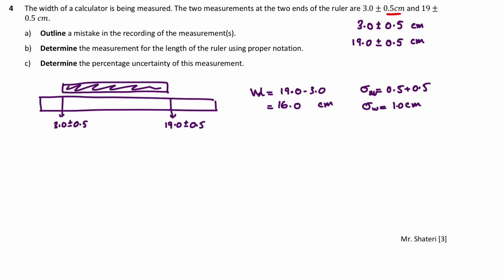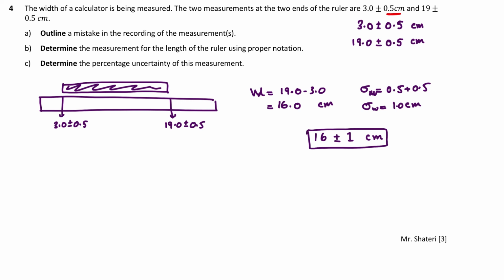But when we're writing the measurement, we need to change our uncertainty so it only has one significant figure. So I'm going to change it to 1. My unit is centimeters. And my width, I'm going to round it to no decimal place because now the uncertainty has no decimal places, and it's going to end up being 16. So I'm going to highlight this, and this is going to be my measurement.